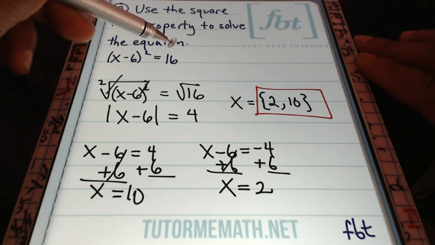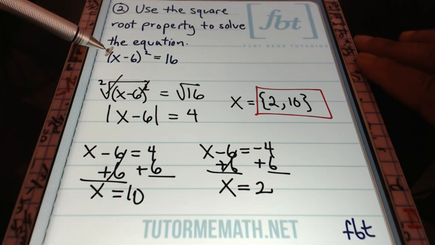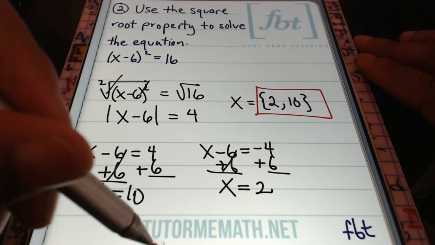Negative 4 squared does equal 16. That works. Plugging in the number 10: 10 minus 6 is 4. 4 squared is 16. 16 does equal 16. So therefore we have the correct solutions for this problem, guys. And that is the proper way to do the square root property. I'm glad you guys hung in there with me.